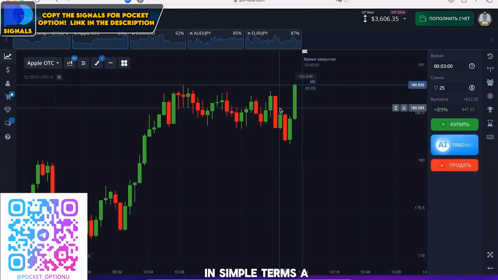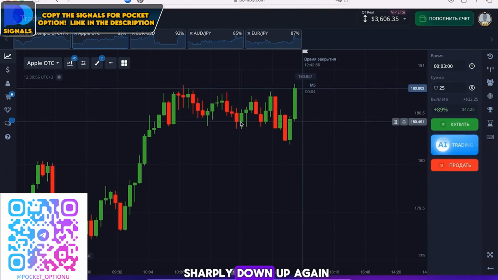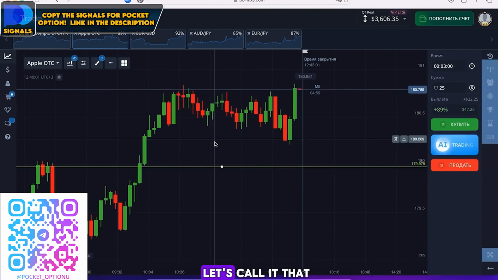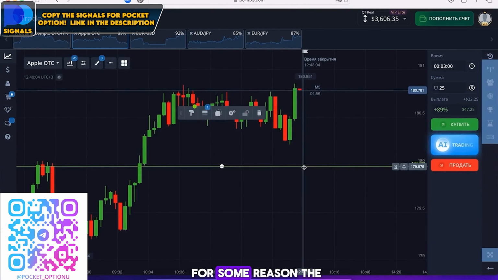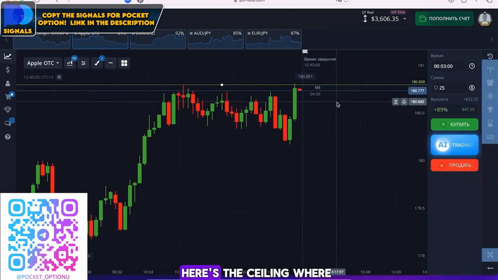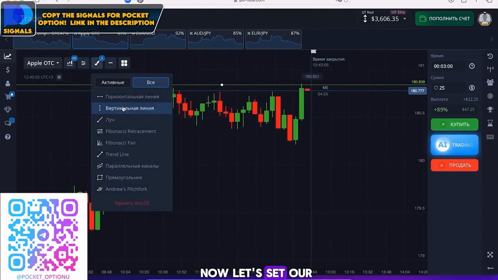In simple terms, a flat is when the price goes up, then sharply down, up again, sharply down, up again, sharply down, and up again. So it creates a ceiling for us, let's call it that, our maximum. For some reason, the line isn't moving. Alright, we moved it. Here's the ceiling where it stopped. Alright, we set it. Now let's set our floor.